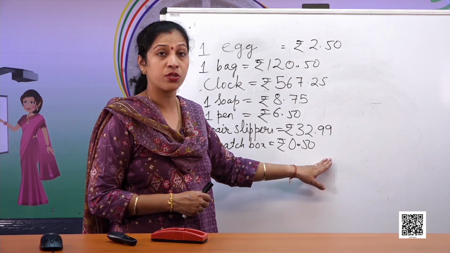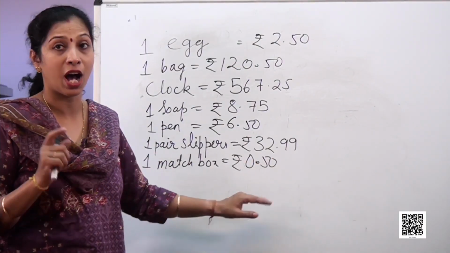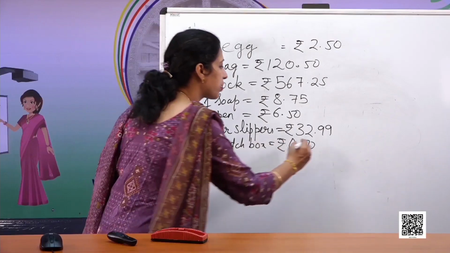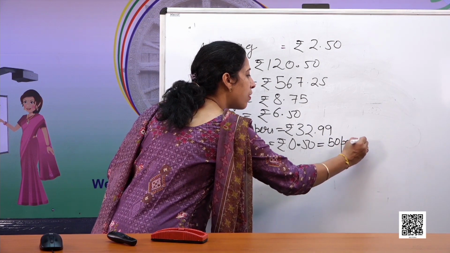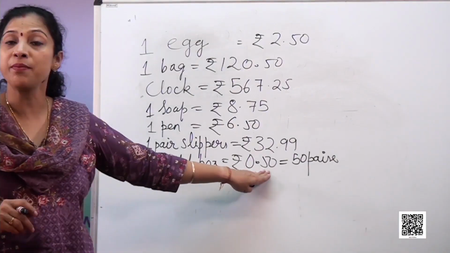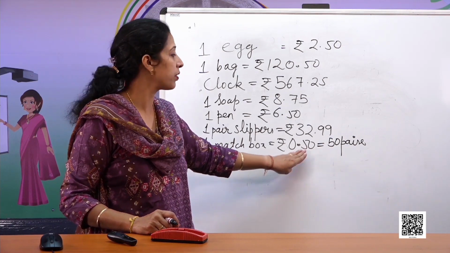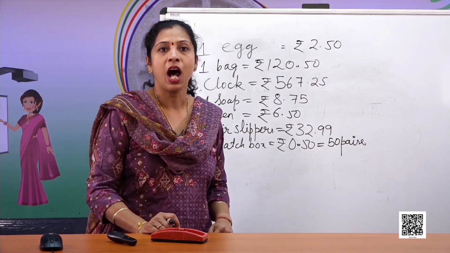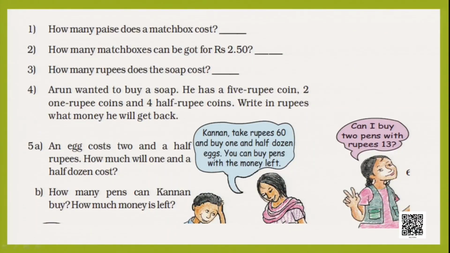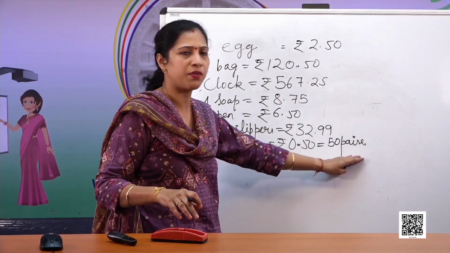0.50. So you can find out how many paise rupees 0.50 is. It is equal to 50 paise. 0.50 is 50 out of 100 paise. So the price of a matchbox is equal to 50 paise. How many matchboxes can we get for 2 rupees and 50 paise? Now each matchbox is 50 paise.